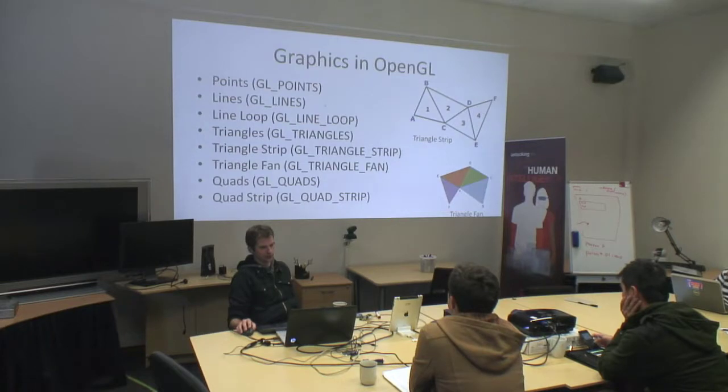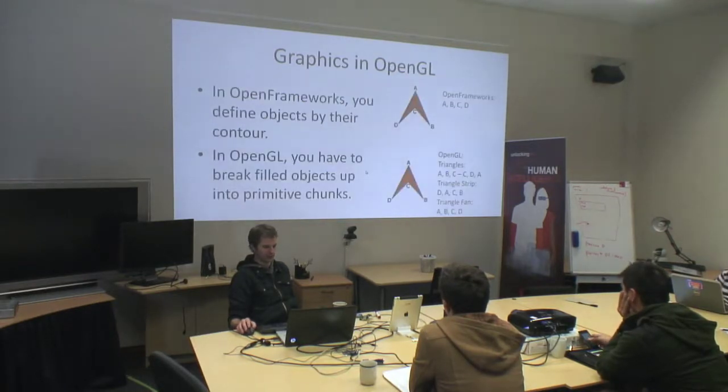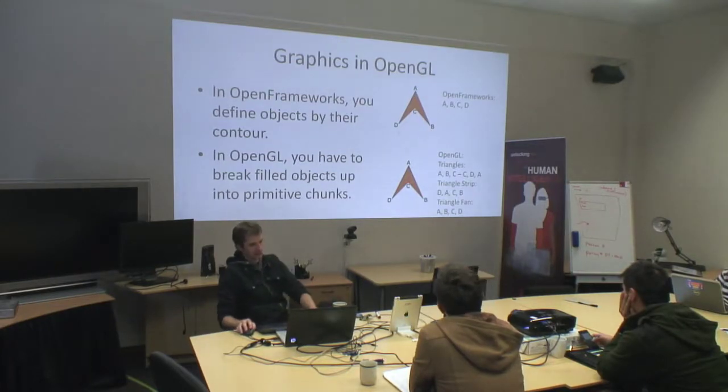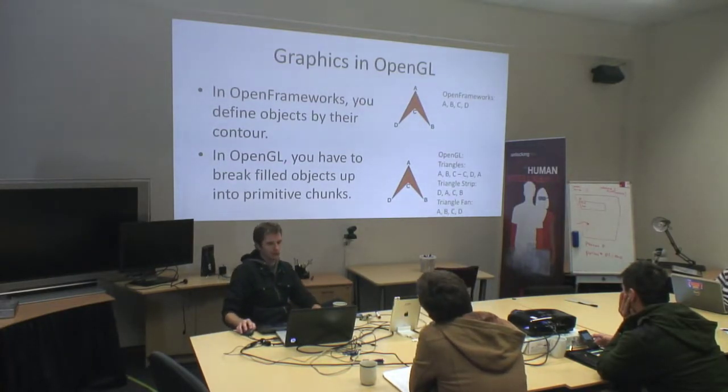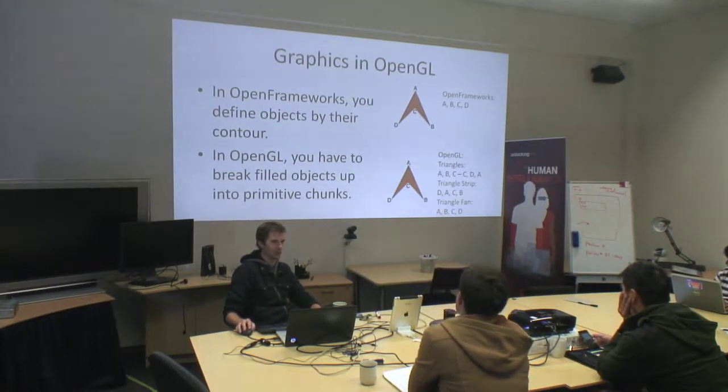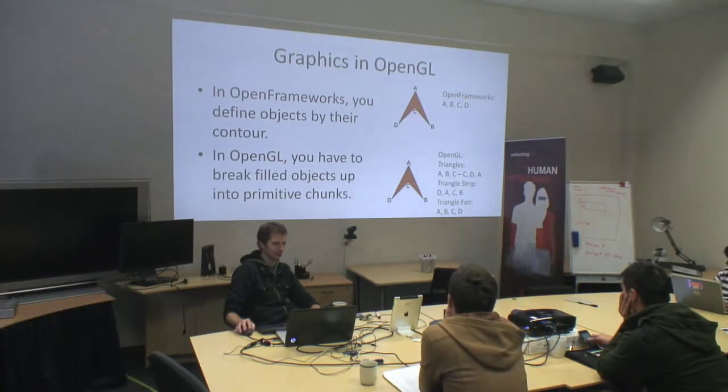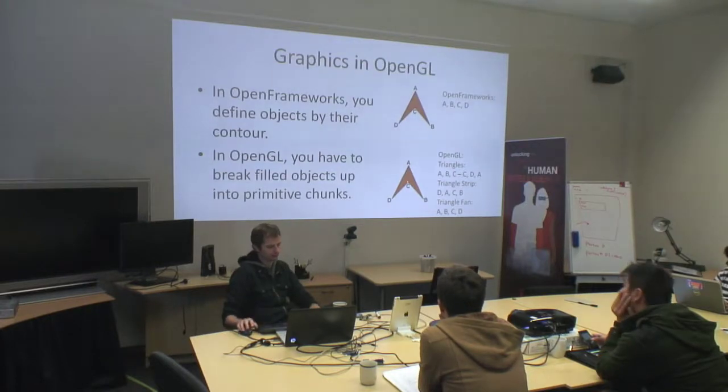And yeah, we've seen this before, so various primitives, so points, lines, line loops, triangle strips like this, triangle fans, quads and quad strips. So this is why I actually wrote these applications. With openFrameworks, you define the object by contours. So if we want to draw this shape, we say, okay, begin shape A, B, C, D, and it will draw that whole shape. In OpenGL, you have to break it down by triangles and draw it. So A, B, C, draw one triangle, A, C, D, draw one triangle.